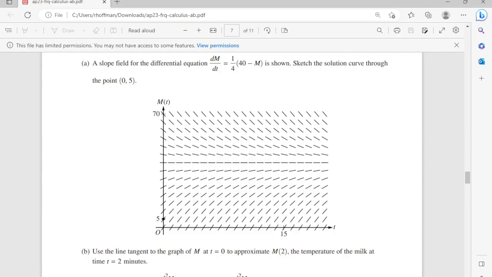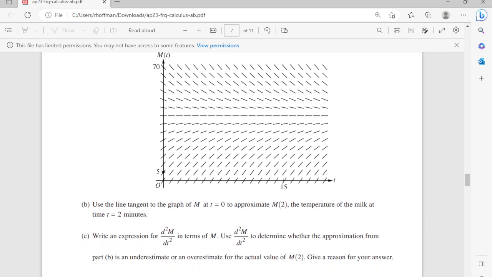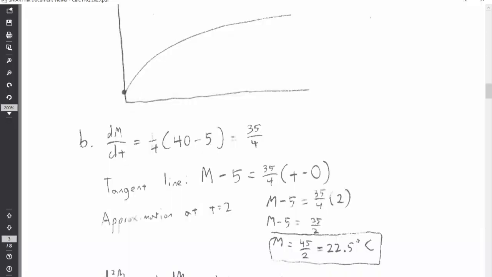Down in part C, write the second derivative in terms of m. So they don't want you to leave it as dm dt. They want you to go back and put it in terms of m. So an m needs to be in this answer. Then use that to determine whether we have an underestimate or overestimate. And remember that underestimate or overestimate is determined by concave up and concave down.